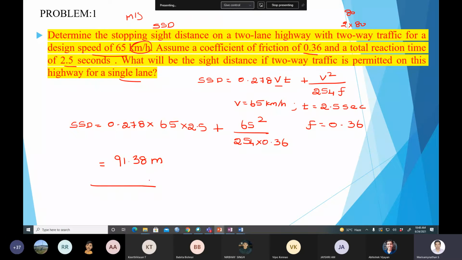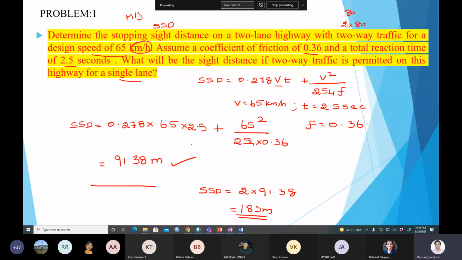So the SST value you are getting is in meters, and when it comes to a single lane where, as I told, traffic is allowed without a median, the stopping sight distance is not defined with respect to what we have estimated. It is considering the opposite direction flow also. That is the reason we are multiplying 2 into 91.38. Probably you might be getting 182 or 183 meters. So estimate the exact value using the calculator.